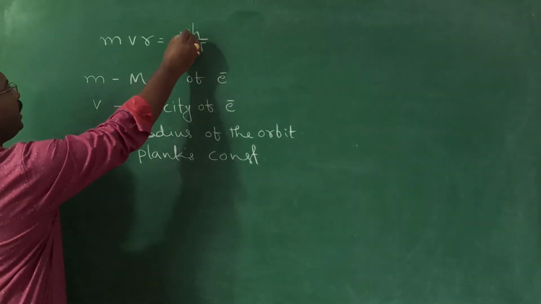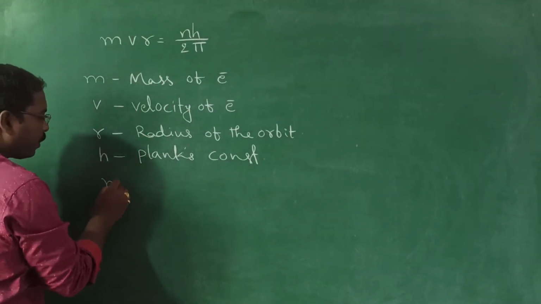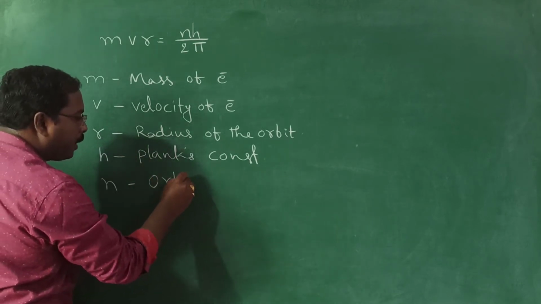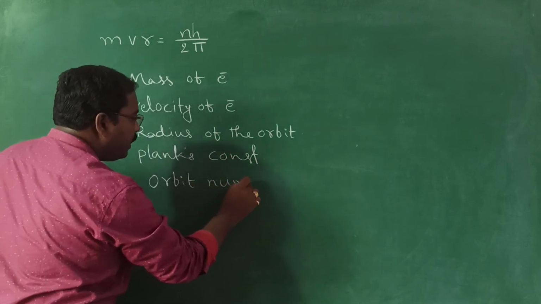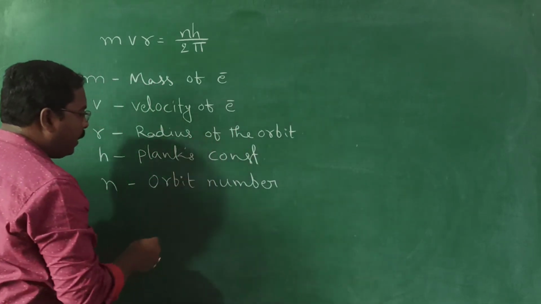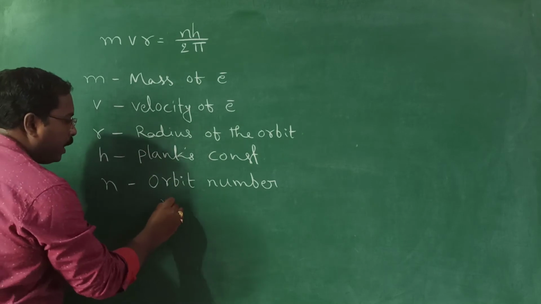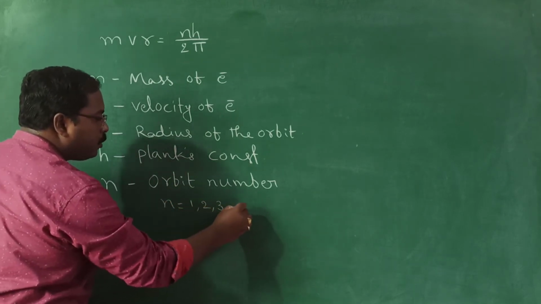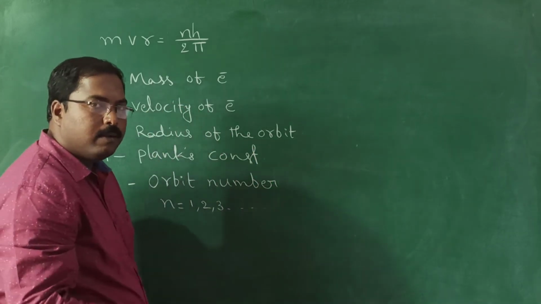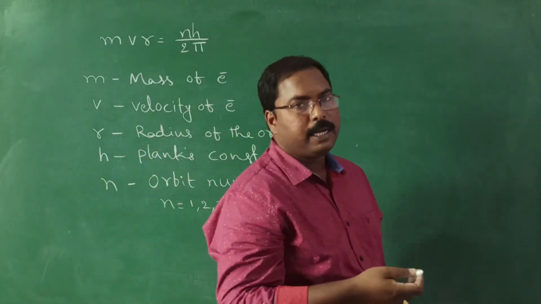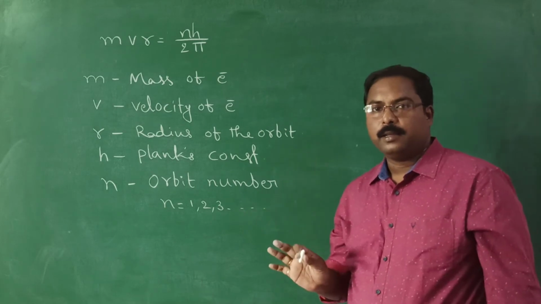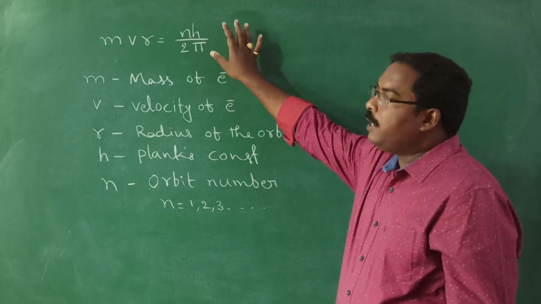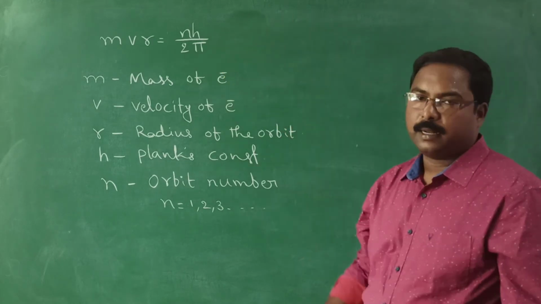Now what is the other term here? n. n represents the orbit number. When the electron is present in the first orbit, what will the n value be? 1. If it is in the second orbit, its value is 2. Third orbit, 3. Fourth orbit, 4. If it is infinity, then infinity. So these are the terms related to the angular momentum of the electron.